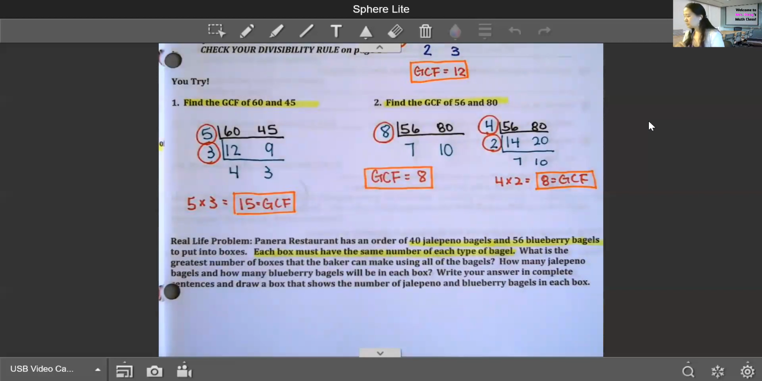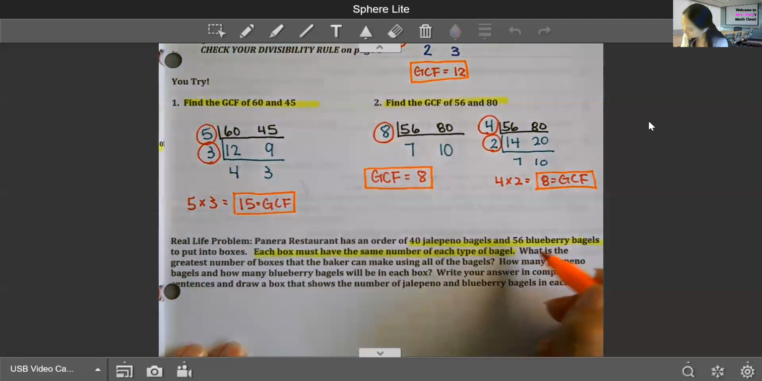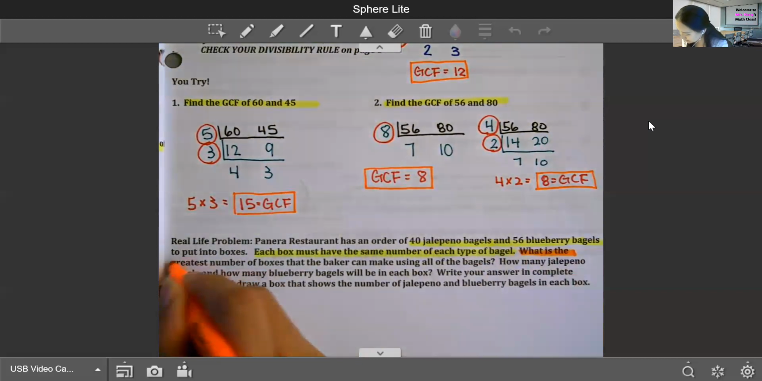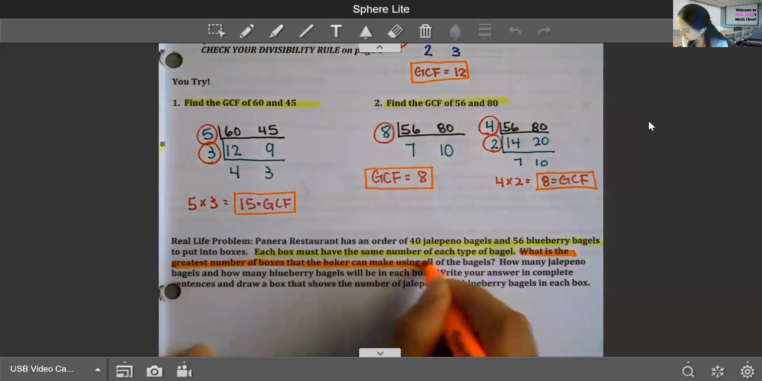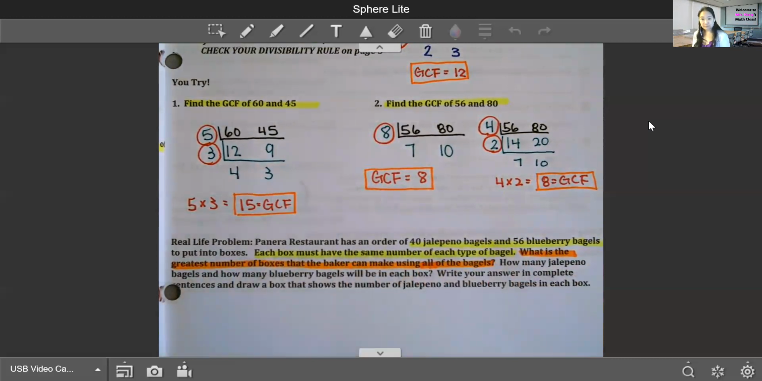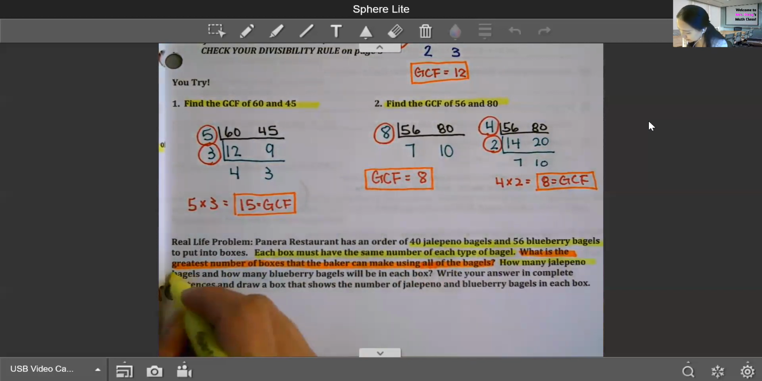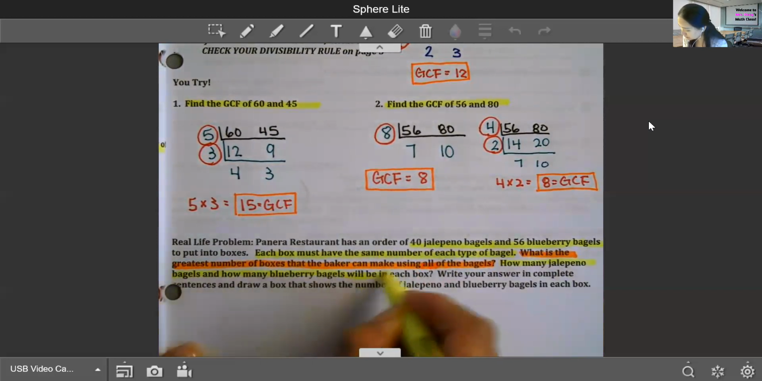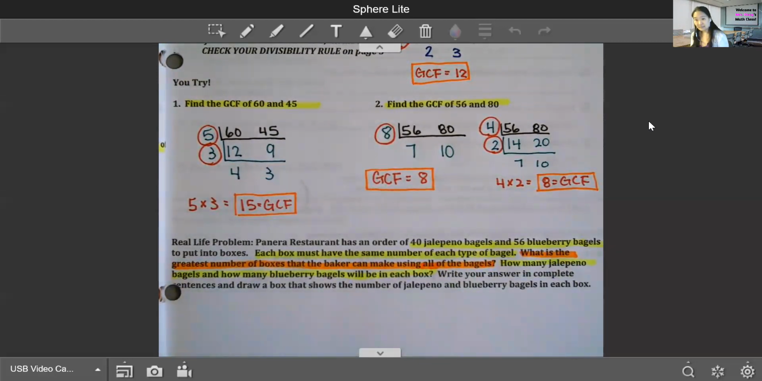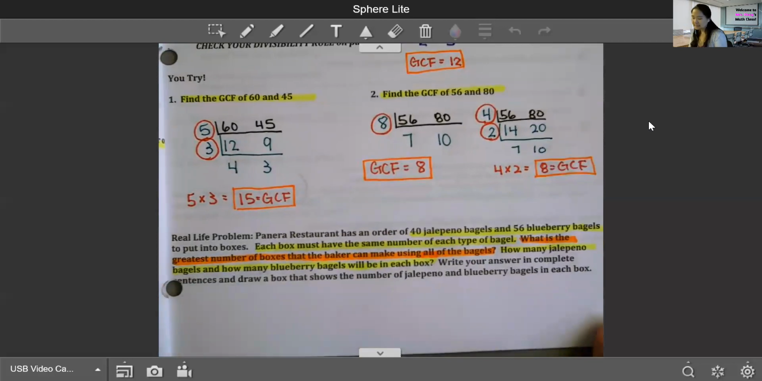It asks you for a few different things, so let's see if we can identify all of their questions. First, what is the greatest number of boxes that the baker can make using all of the bagels? Second, how many jalapeno bagels and how many blueberry bagels will be in each box? Same question as the roses and tulips. Write your answer in complete sentences and draw a box that shows the number of jalapeno and blueberry bagels in each box. So I'm going to do the upside down cake.